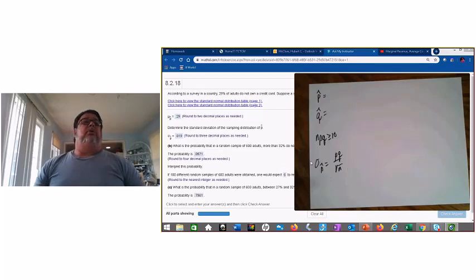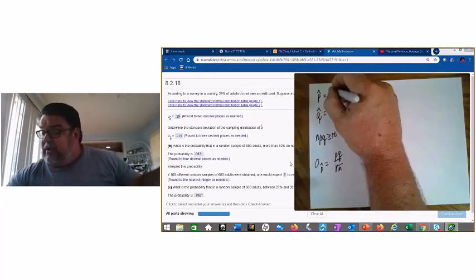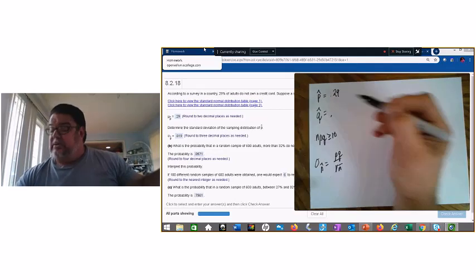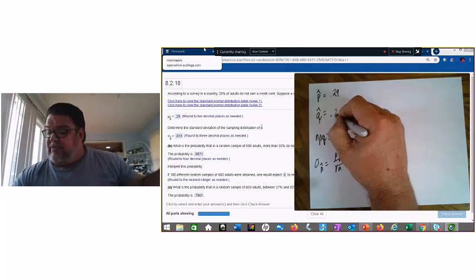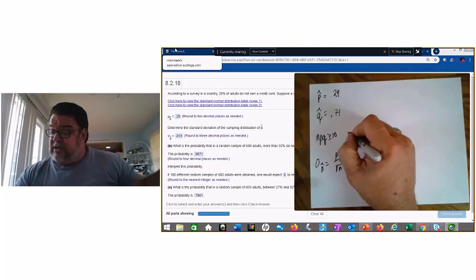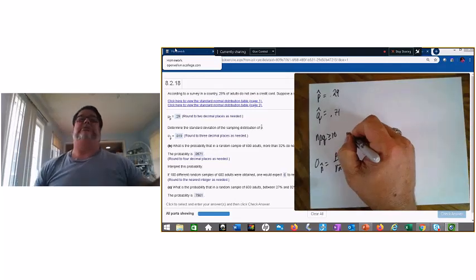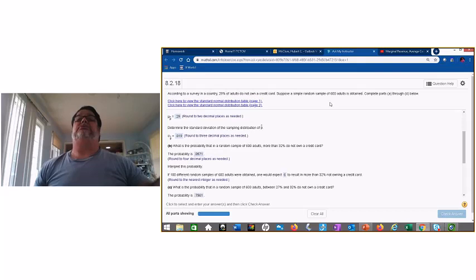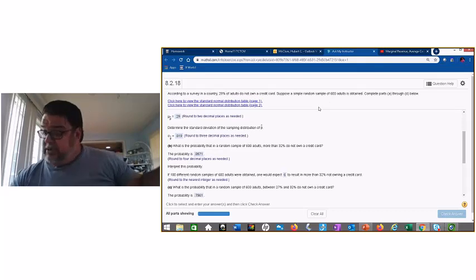So, it says, according to a survey, 29% of adults, that's p hat, 0.29. Therefore, q hat is going to be 0.71. So now I can find, so I need y'all to do this. What's the n? n is equal to 600.